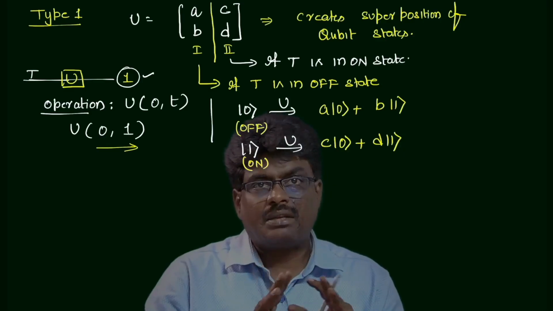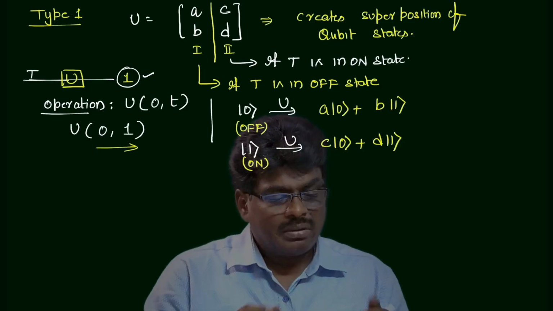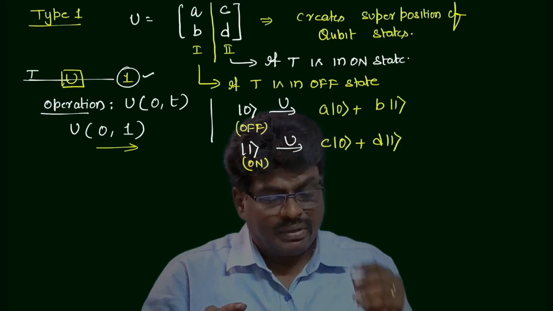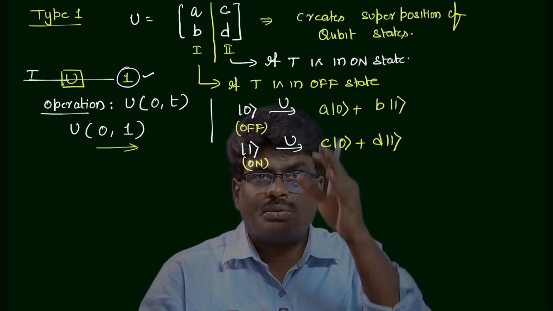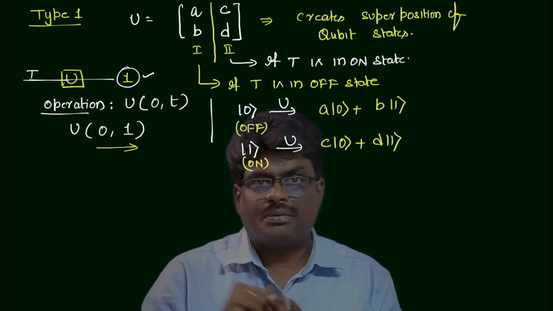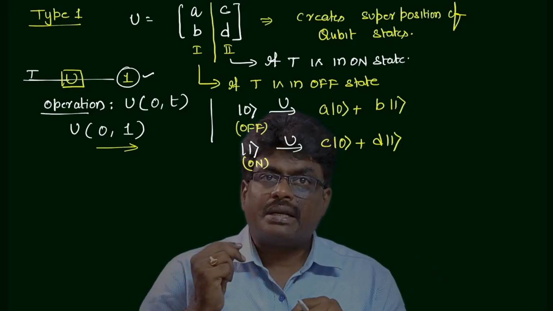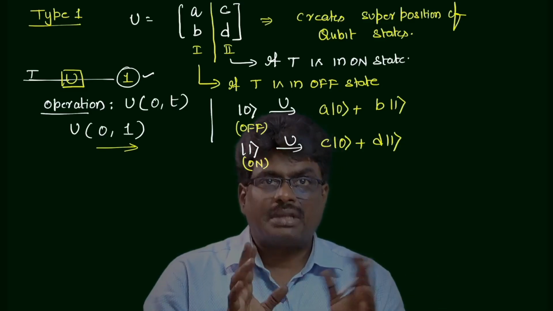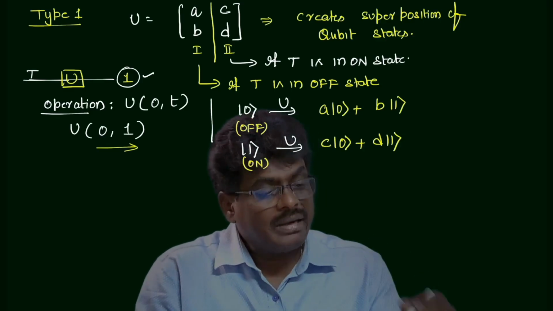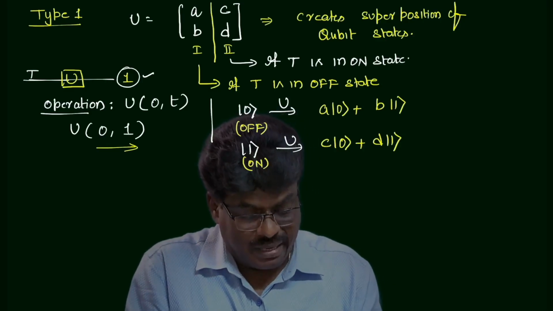It creates a linear superposition of 0 and 1 with different amplitudes. So what I'm saying is, this 0 stands for the off state. If it is off state, target is off, use the first column. If the target is on, use the second column. This is very crucial. For all these single qubit gates, whenever target is on, use the second column. Target is off, it is an off state, then use the first column. Okay, let me explain this by taking one example.